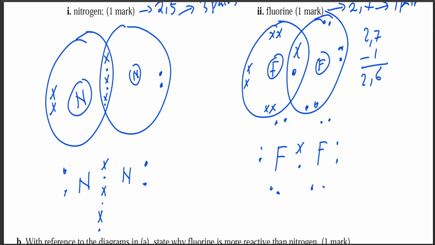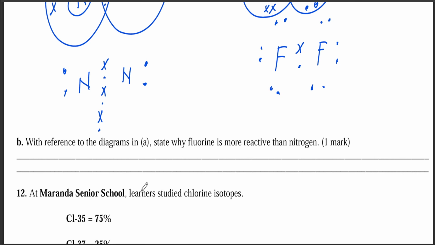So hopefully that is correct. With reference to the diagrams, in A, state why fluorine is more reactive than nitrogen. Now fluorine, or let's say nitrogen, has triple bonds, while fluorine has a single bond.